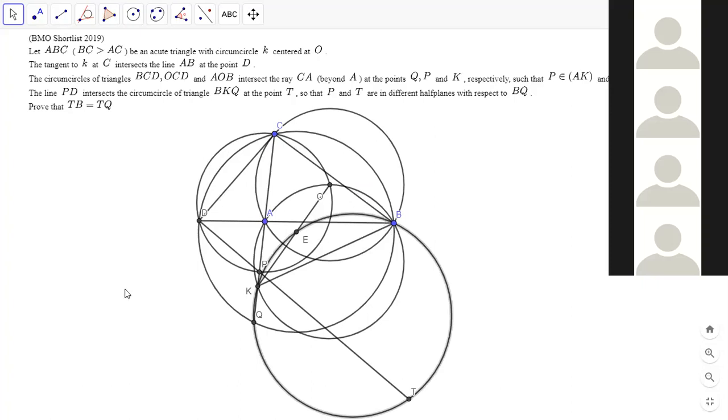To show E lies on the circle, just use angle chasing, because angle QEB is twice QCB, which is AOB, and which is QKB. So QKEB is cyclic. Okay. So that proves that it lies on this circle. So then we know both facts. We know E lies on this circle, and we also know that these are collinear. Yeah. It must be collinear.